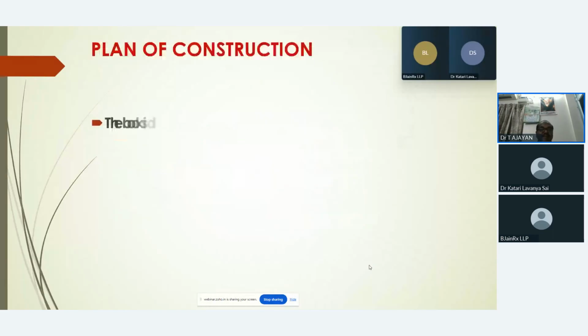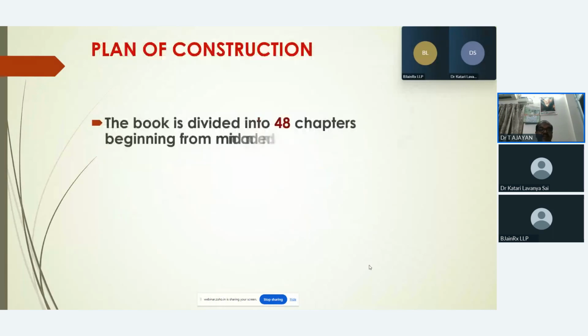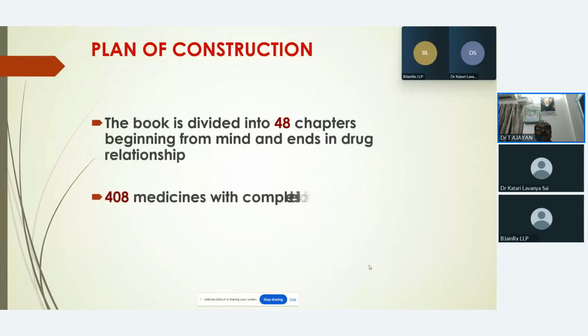Now the plan and construction. The book is divided into 48 chapters, beginning from Mind and ending with Drug Relationship. There are around 400 medicines with a complete list of their abbreviations. That is the plan and construction.